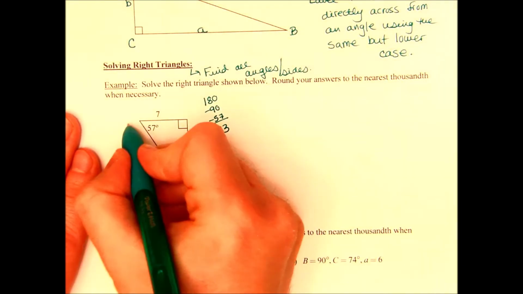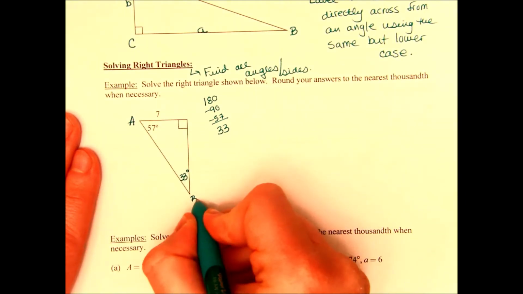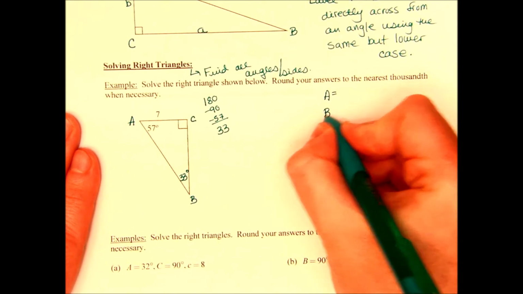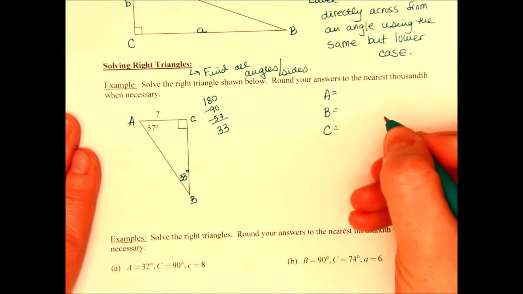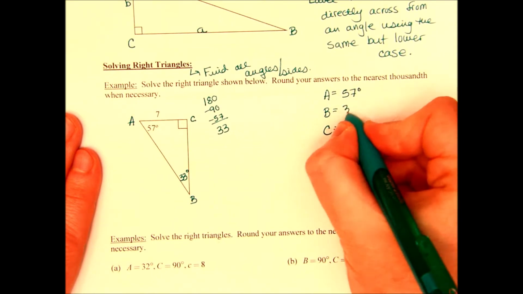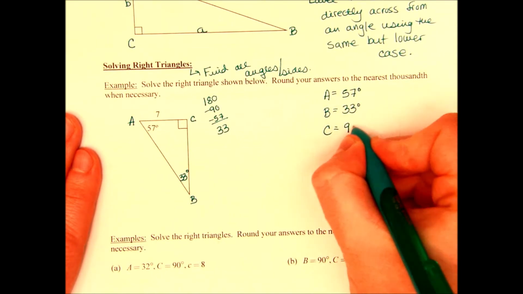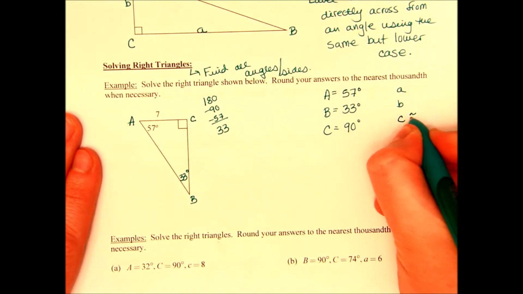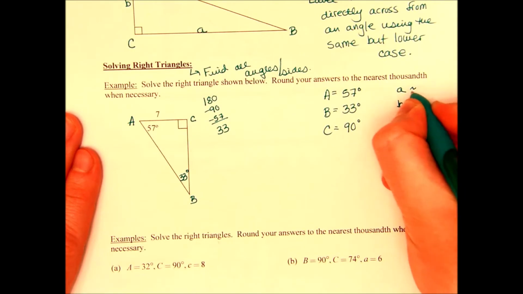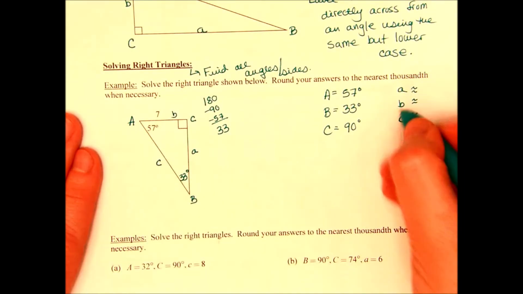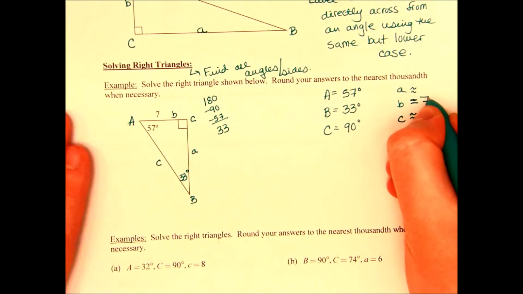And I'm going to put some letters on these things just so I can talk about stuff over here. By the time I'm done, I want to know what each of the angles will be. Actually, I already know all those angles. Angle A is 57 degrees, angle B is 33 degrees, and angle C is 90 degrees. And I also want to know what each of these sides will be. I'm going to label this little a, this is little b, this is little c. And I already know what little b is. Little b is just 7.